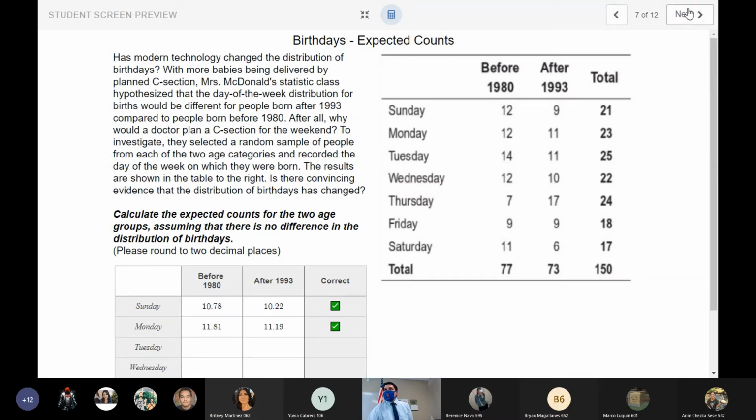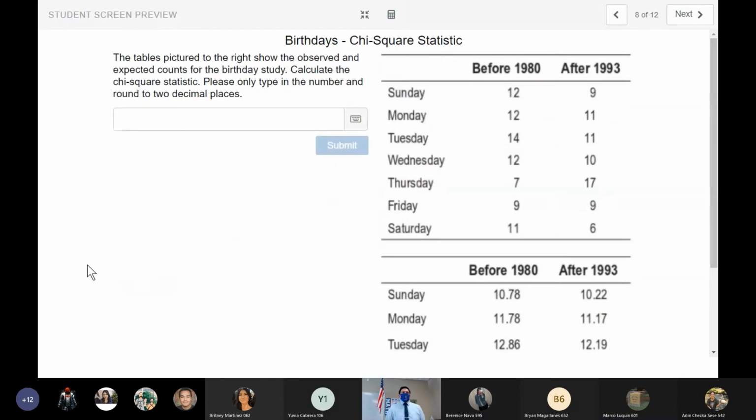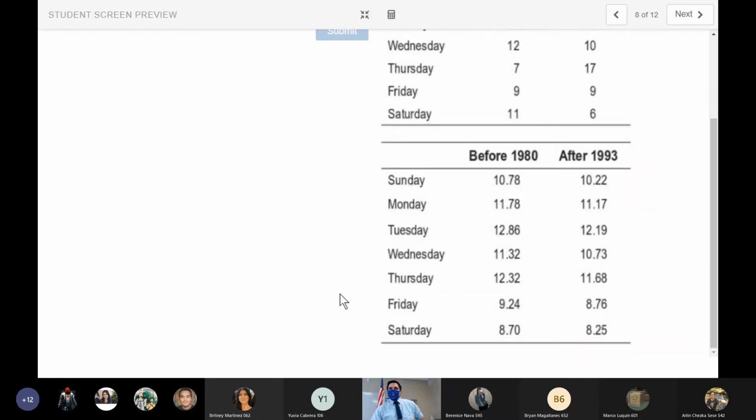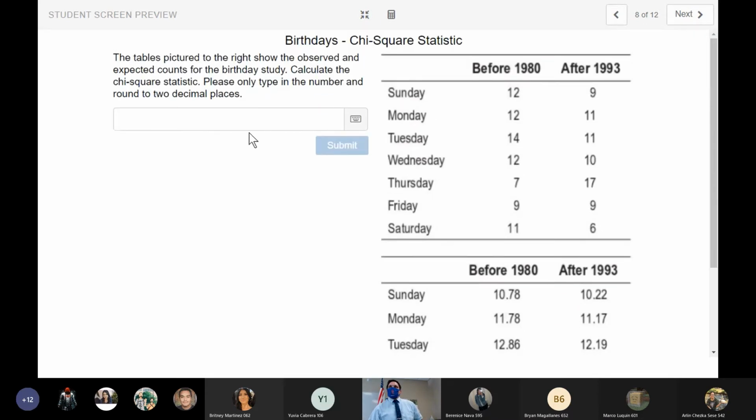So next, where'd it go? There it is. We want to find the chi-square statistic. Please use the values on the two tables provided. I do know that there is some discrepancy between the expected counts that the book found and the expected counts that we actually calculated. Not sure why that is, but there is a slight difference. So please use these values to find your chi-square, because that's what was used to find what the chi-square statistic is as far as marking this right or wrong.